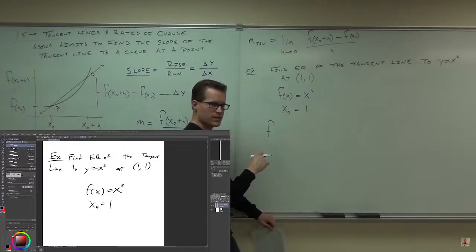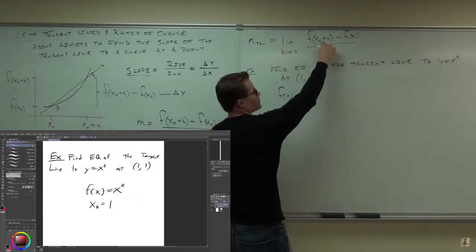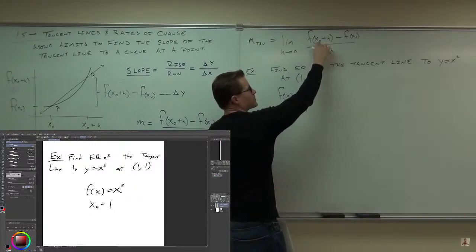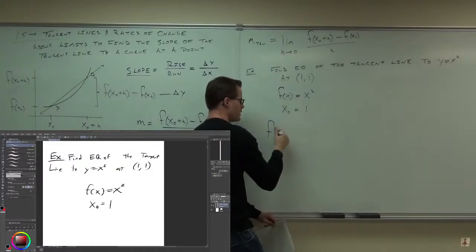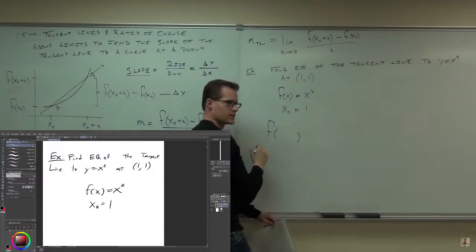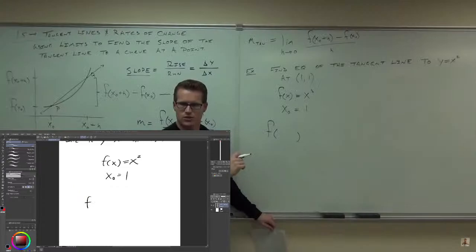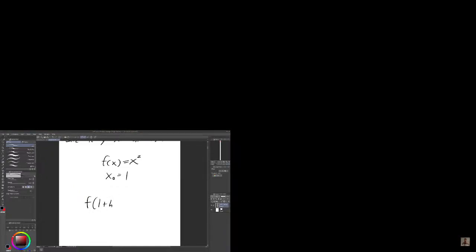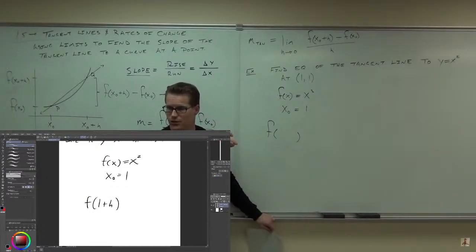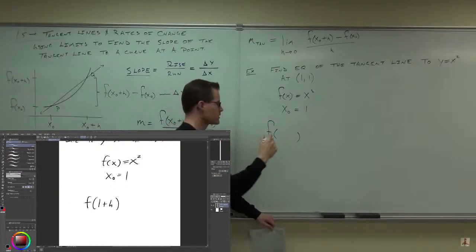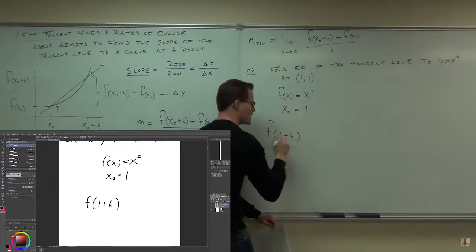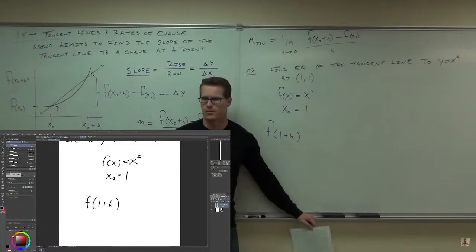Tell me, what was x sub 0 again? 1. So we want to find x sub 0 plus h, but x sub 0 is 1. I want to find f of what? f of 1 plus h. Make the jump from x sub 0 to what your value actually is for x sub 0. Do you follow that one? So this is 1 plus h. Give me a head nod if you see where the 1 is coming from.